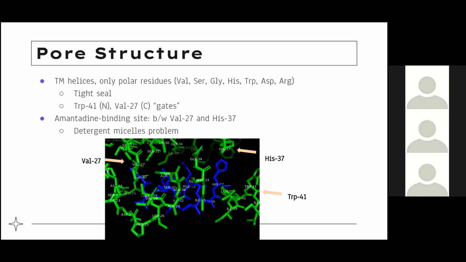And there is known to be an amantadine binding site, which is an antiviral, between valine 27 and histidine 37. However, this brings us back to the native protein technique. In detergent micelles, you're actually not able to see this. However, when you're using a more native environment like the liposome, this reappears, which just shows us how important it is to mimic the native environment if we want to get an accurate picture of what the protein actually looks like. And below you can see a figure that gives a little picture of where these are oriented in the protein.